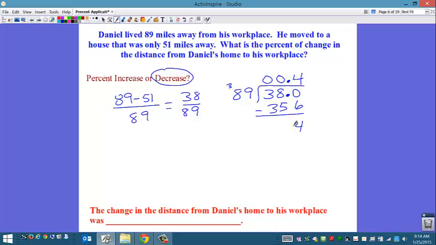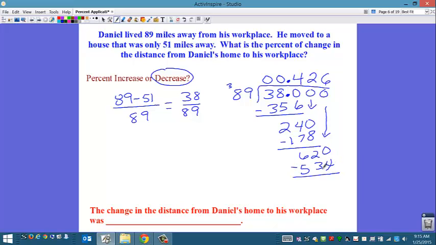Subtract. 24. Keep dividing. 240. It'll go in 2 times. Subtract. Bring down another 0. How many times will it go into 620? Let's try 6. Subtract. Okay, it looks like it's going to keep going. Let's go ahead and stop here for a moment.